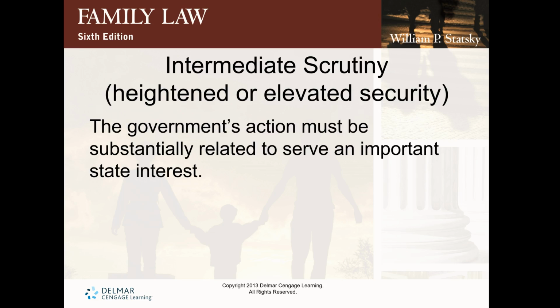An example of a classification triggering intermediate scrutiny would be a statute that allows women to receive spousal support but not men. The test is whether or not the classification is substantially related to serve an important state interest. There wasn't found to be one, where men would be not allowed to receive spousal support, but only women. That was struck down as well. Here, the quasi-suspect class involved gender, which was men and wives in a marital relationship.